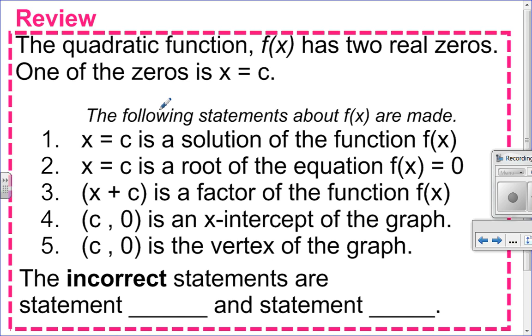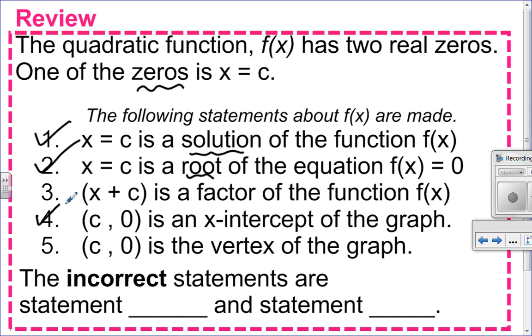So x equals c is the solution. Because it's the 0, it's also the solution and also a root. So right off the bat, we have 2 that are true. Remember, when I have a solution, it means zeros, roots, x-intercepts. That brings me down to number 4. (c, 0) is the x-intercept of the graph. So there are my 3 true statements.